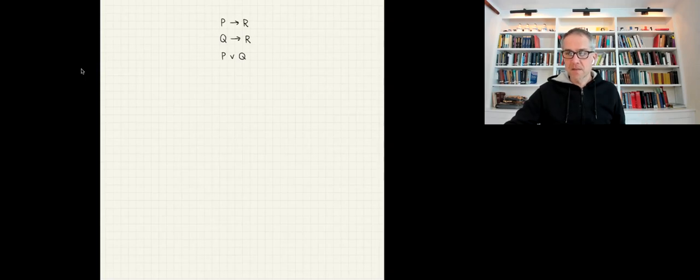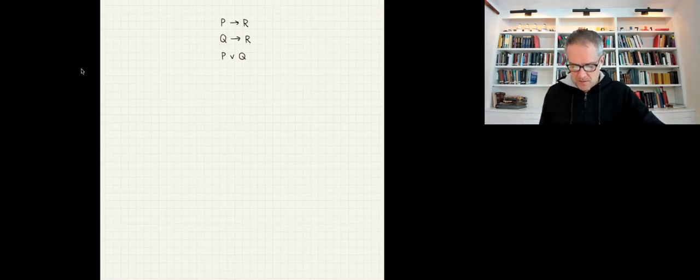Here the idea behind the or elimination rule is we use the same kind of strategy we used for conditional proof. That is, we make a supposition. So we don't know whether P is the case or Q is the case. We know that one of the two is the case. So we say, suppose that P, and then we proceed to argue. So I'll write that like this. Suppose P, and then let's argue.